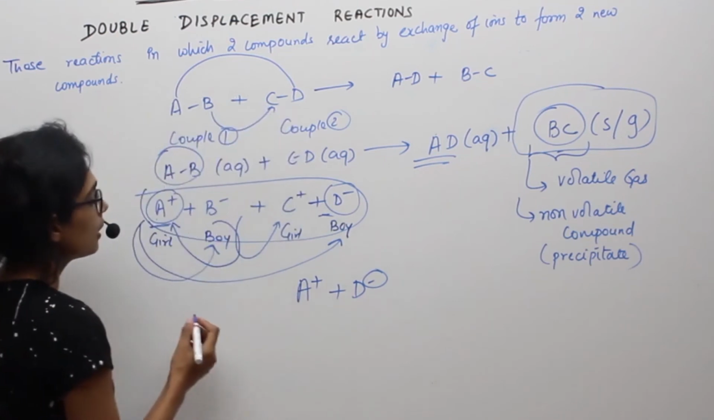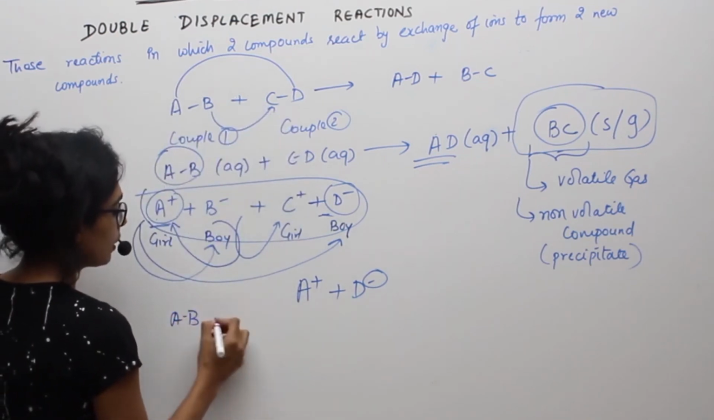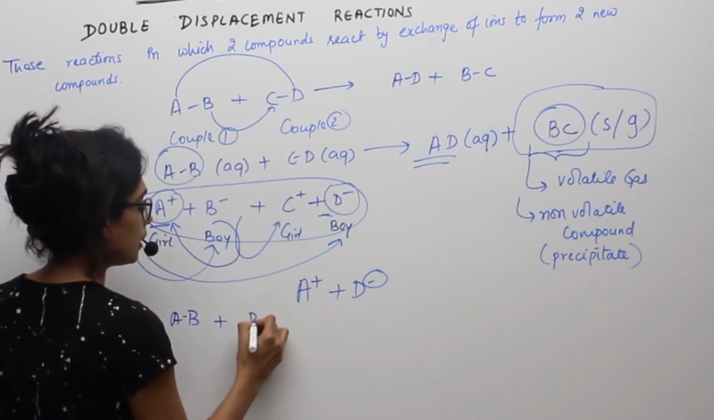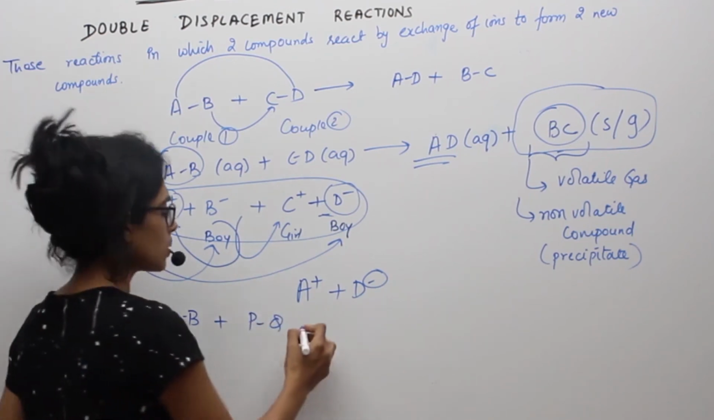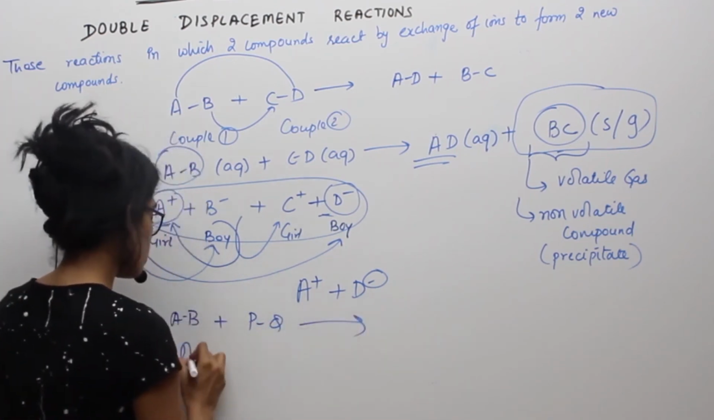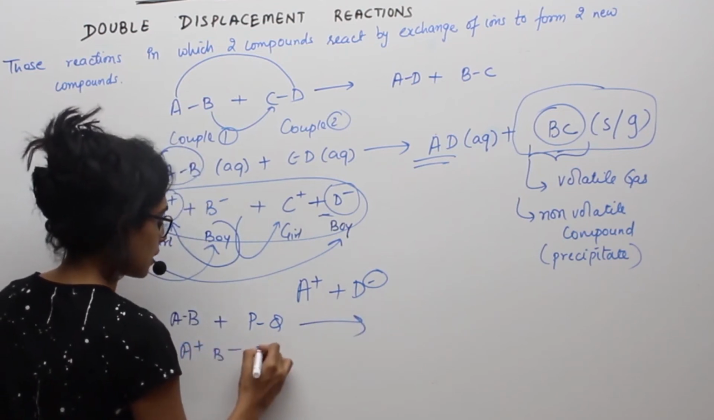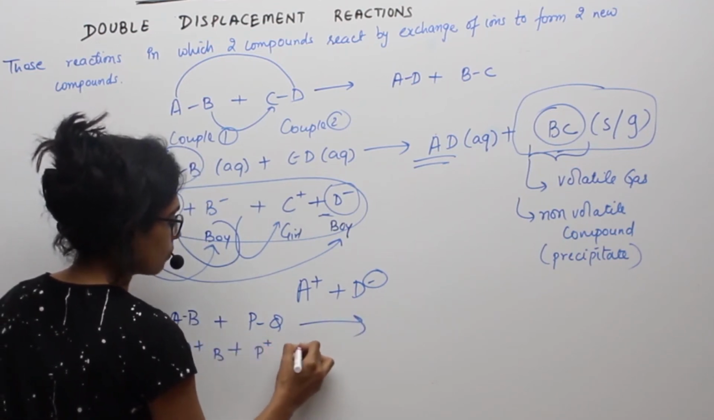Assume it would have been a case where A, B, and let's say P and Q, these are two pairs dancing in the solution, or dancing on the dance floor, and then they are split into A plus, B minus, again P plus and Q minus.